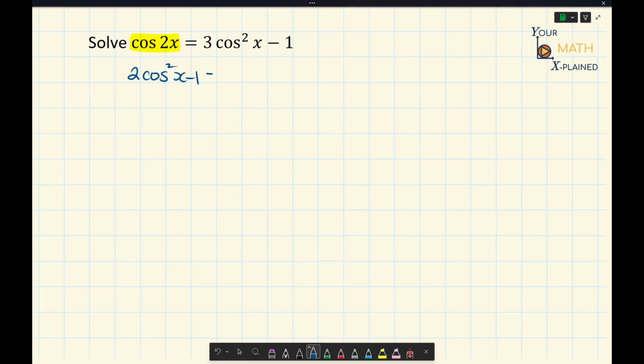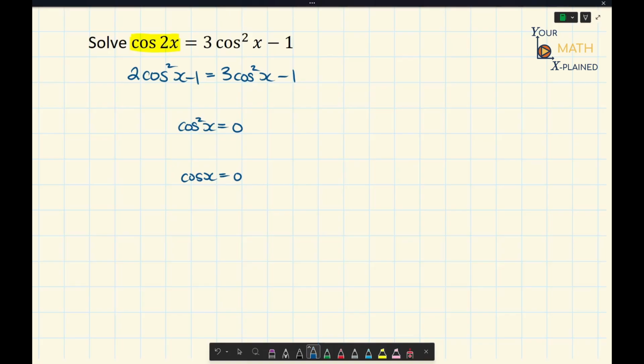And that is equal to our right-hand side, which is 3 cos squared x minus 1. Now combining like terms is going to give us cos squared x is equal to 0, which means cos x is equal to 0. Now notice how for this problem, we weren't given a domain. So this means we need to find the general solution to this equation here.